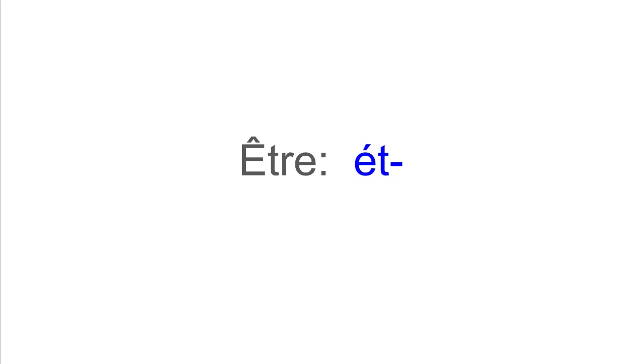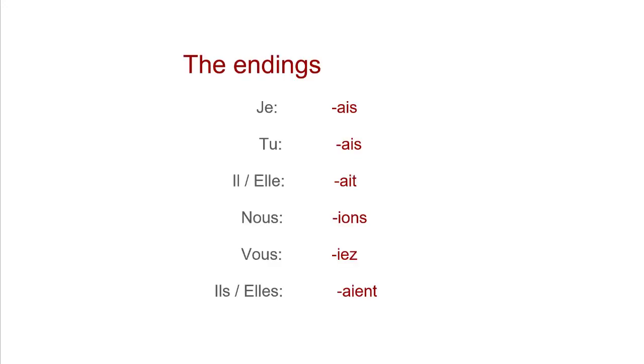It is the stem for être, which is this. All right, now we have the endings. These are the endings you would tack onto those stems in order to actually make a verb phrase, like I was swimming or you were sleeping, etc.